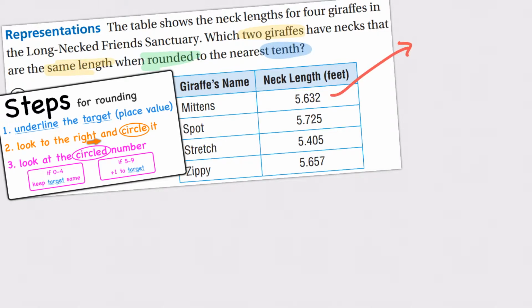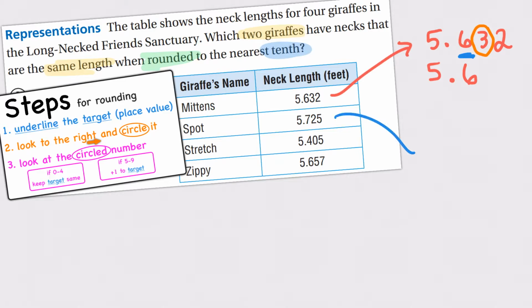So let's start with Mittens, and I'm just going to rewrite it here just like you're doing on your paper right now, because you're supposed to be doing this with me. Step 1 says to underline the target, and we said the target's going to be the 10th place, so we underline there. Then step 2 says look to the right and circle it. So I'm going to look to the right and circle the number to the right of the target. Step 3 says look at the circled number, it's a 3, and if it's between 0 and 4, we keep the target the same. And 3 is between 0 and 4. So we're going to keep the target the same, just bring it straight down. Then remember everything on the left comes straight down as well, so the decimal and the 5 come straight down, and everything on the right you just leave behind.